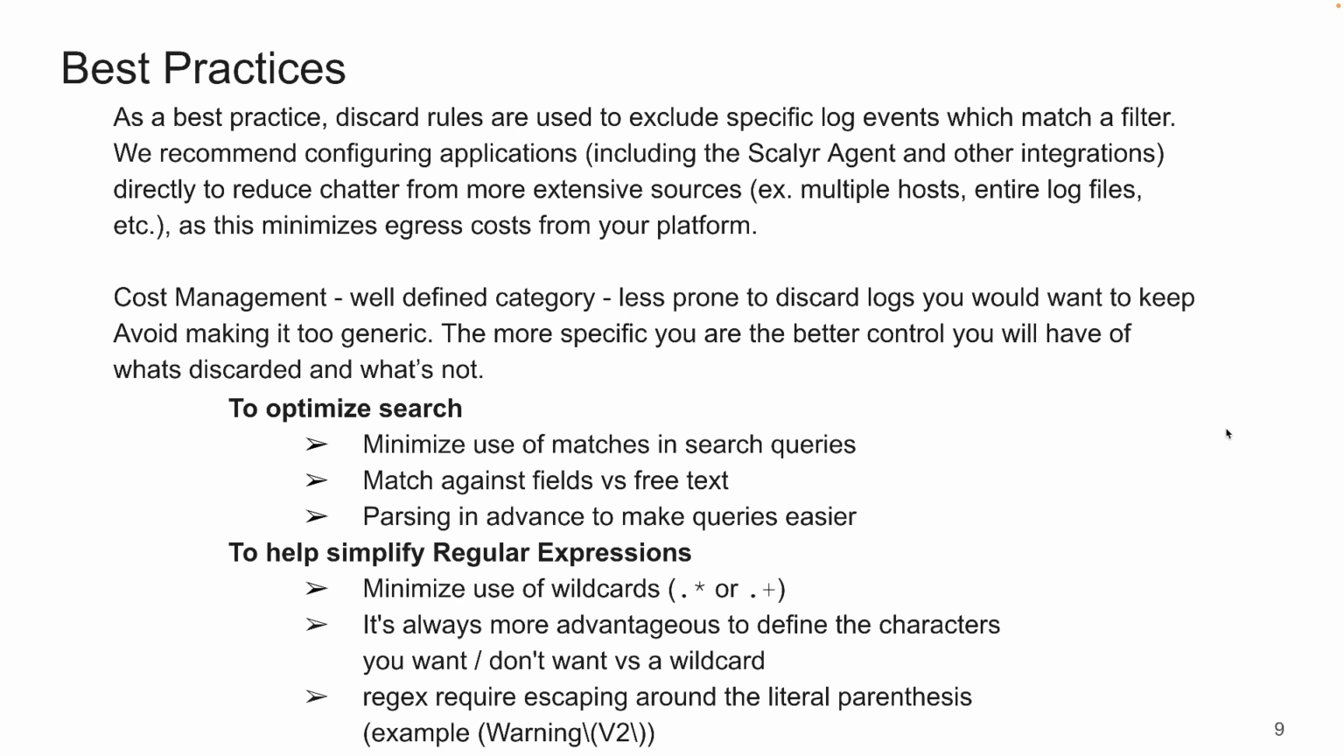Since cost management category definitions and discard filters both require you to create search filters, I wanted to share a few search and regular expression best practices to keep in mind when working with the cost management tool and with DataSet in general. Some pointers to optimize search: you want to minimize the use of matches in search queries, and match against fields versus free text. Parsing in advance will make it a lot easier when running queries, so we always recommend parsing when you can.